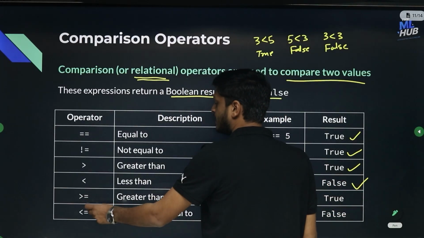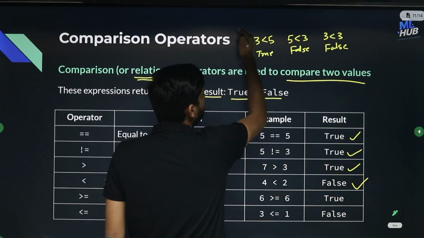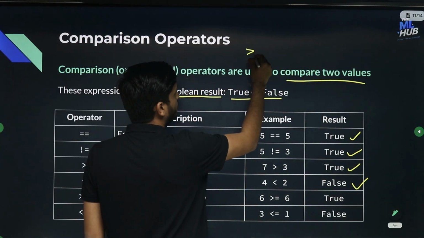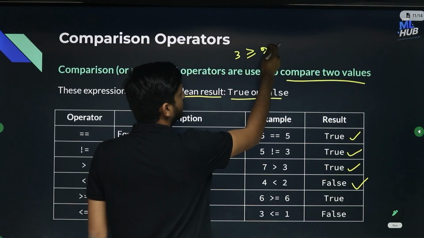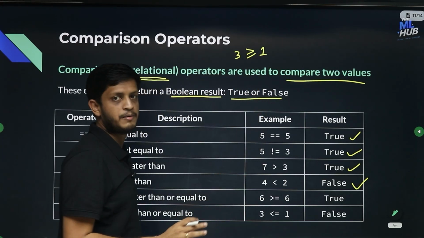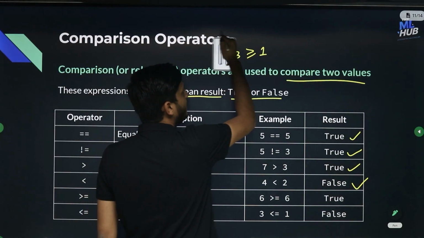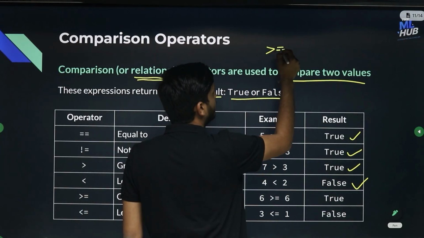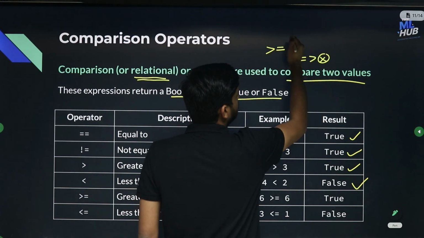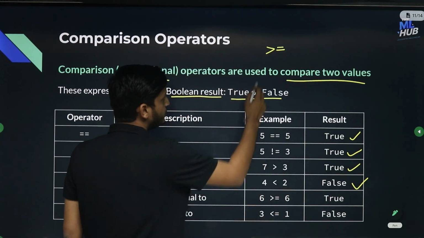Now next is greater than equal to and less than equal to. In mathematics, we write the greater than equal to symbol like this, for example 3 greater than equal to 1. But this symbol is not present on the keyboard, so we write it like this: greater than sign followed by equal to. Again remember, greater than equal to, not the other way around. That is wrong.